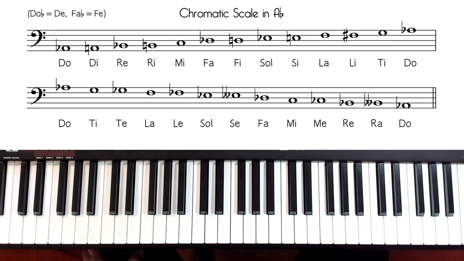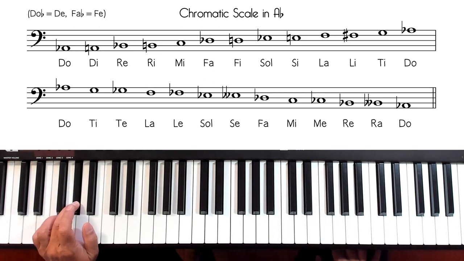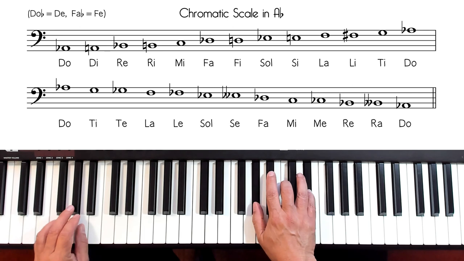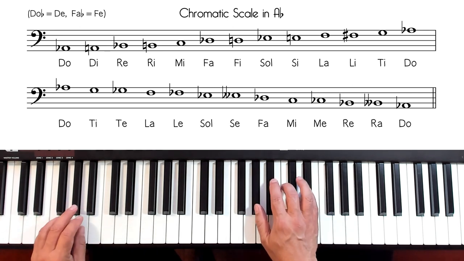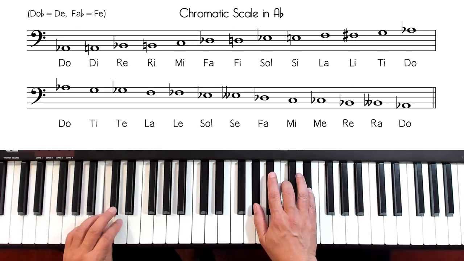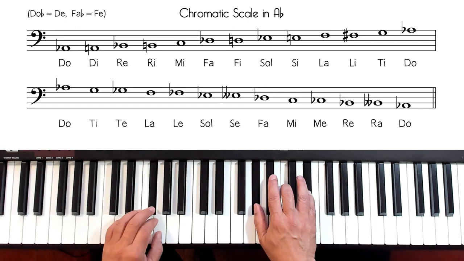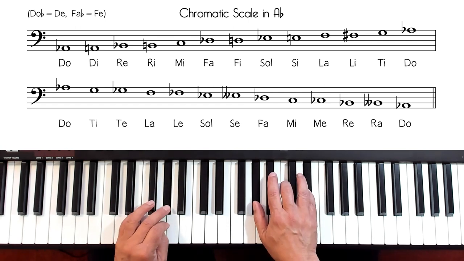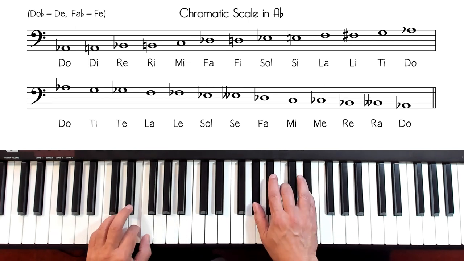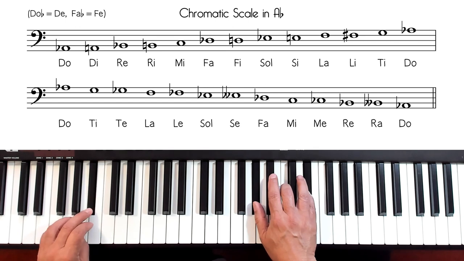Now we're gonna do the same, but we're gonna work in bass clef. In treble clef, I was using my A flat as a pedal. Now we're gonna use an A flat major triad as a pedal while we play the bass line. Foundational level first, we're gonna play and sing at the same time. Descending. Do, ti, te, la, le, sol, se, fa, mi, me, re, ra, do.